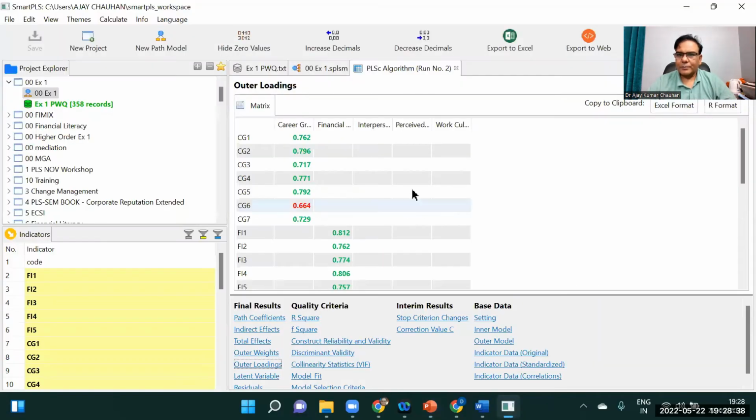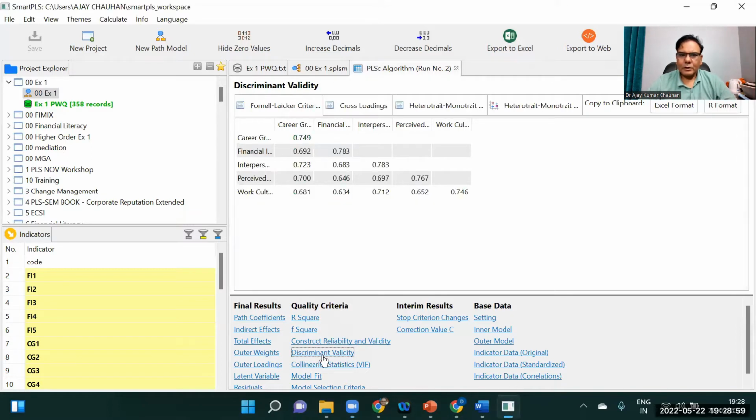So let's move to the PLS first. And in this, you can see the option called discriminant validity. So discriminant validity is coming here. Okay. So when you go to the discriminant validity, if you click on the discriminant validity, two criteria. One criteria is for Fornell-Larcker, and second criteria is HTMT and cross loadings. So there are three criteria you can see.